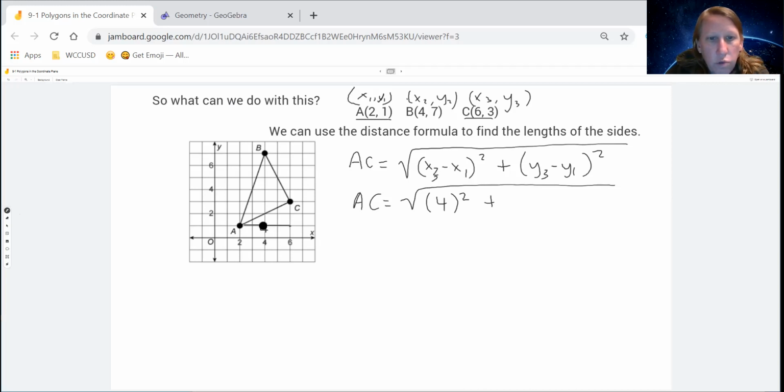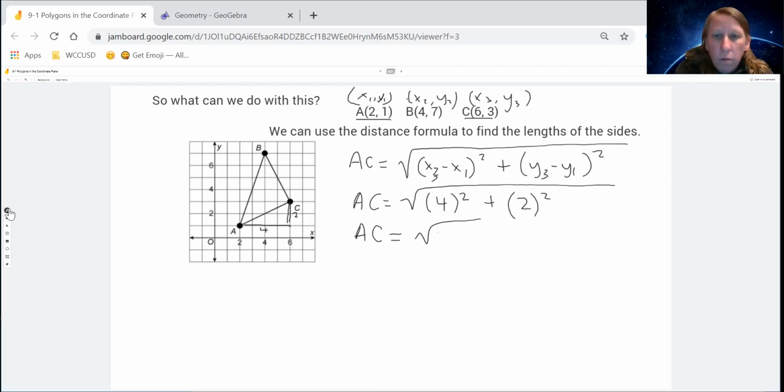4 units. And then we can subtract the y coordinates. That's going to be our change in y right here. And this is going to be 3 minus 1, which is 2. You can see right here that these are 2 apart. And then if I want to find out the length of side AC, that's going to be 16 plus 4, which is the square root of 20. And then you could leave it like that.